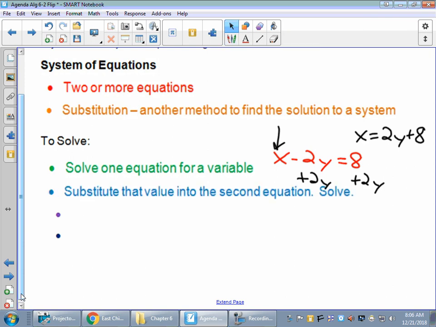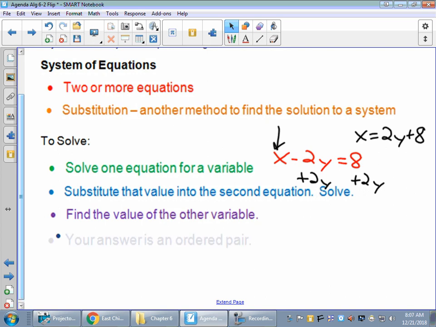Then you're going to substitute that value into the second equation. So like I said, there's two or more equations. So whatever you got for x, you're going to take that whole thing and substitute it in for x in the second equation, and then you're going to solve for that one. So you're going to find the value of the other variable. So you plug it in, and you're going to solve for the value. And then you kind of do a double substitution in here, and then you put your answer in an ordered pair. All right, so we'll show you a couple examples. I know it looks like a lot right now, but once you get it rolling, it's really not too bad. So let's take a look at an example of that one.